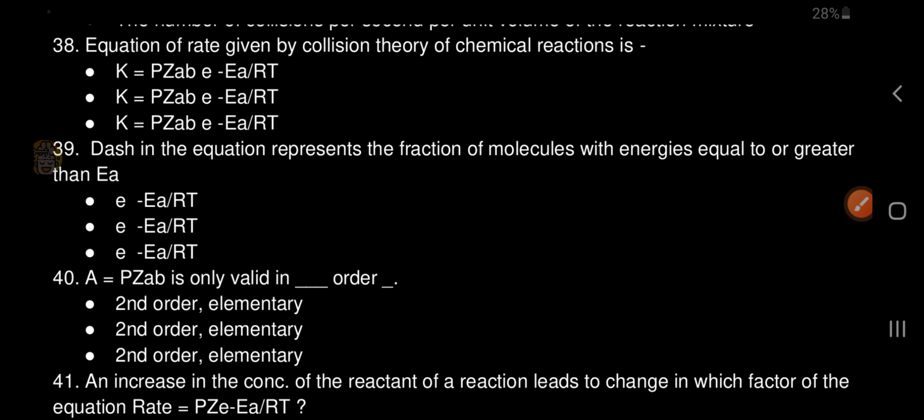Dash in the equation represents the fraction of molecules with energies equal to or greater than Ea. e power minus Ea by RT.